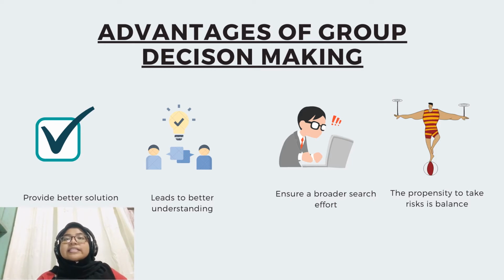And last but not least, the advantage of group decision making is that the propensity to take risk is balanced, because more people will discuss the risk in making a decision. So the decision will be balanced in matters of risk.